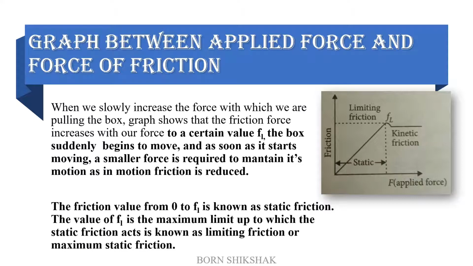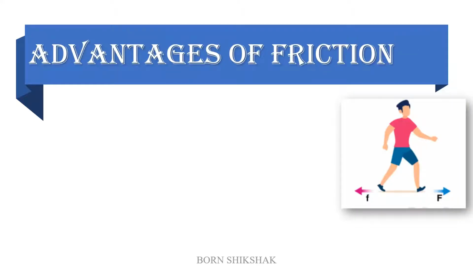The friction value from 0 to Fl is known as static friction. The value of Fl is the maximum limit up to which the static friction acts, known as limiting friction or maximum static friction. Now we will be discussing about advantages and disadvantages of friction.